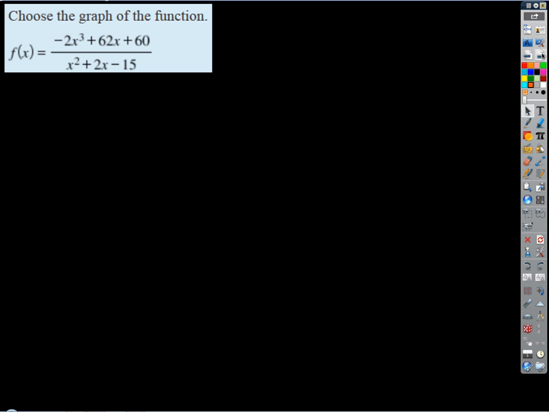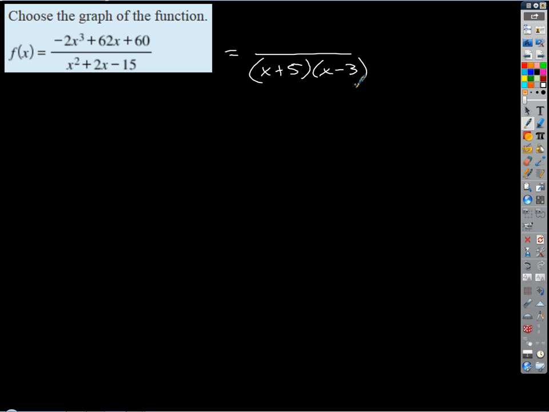So what do we do with something like this? We're going to choose the graph of the function. What's always our first step when we're dealing with the graph of a rational function? We want to get a sketch of that. First thing we always do: find the zeros at the top and the bottom by factoring, presumably, right? So the bottom's pretty easy, right? What's the bottom factor into? X plus 5, x plus 3. Okay, what about the top?